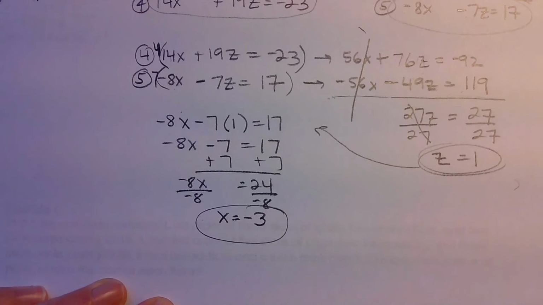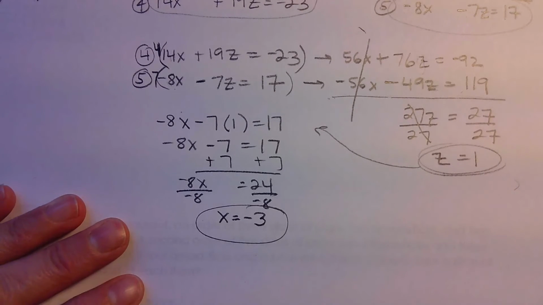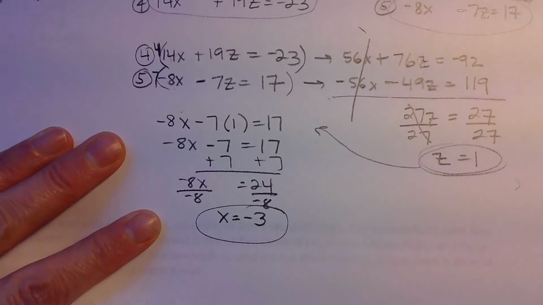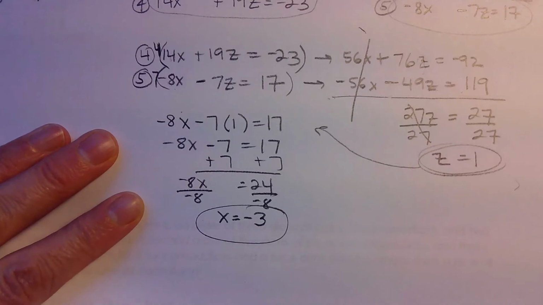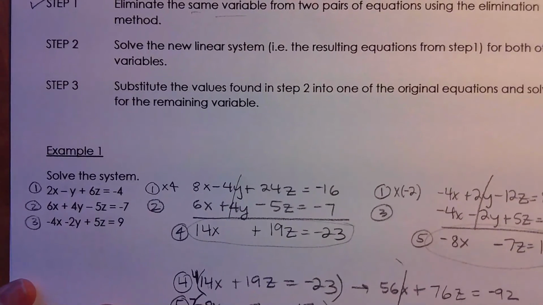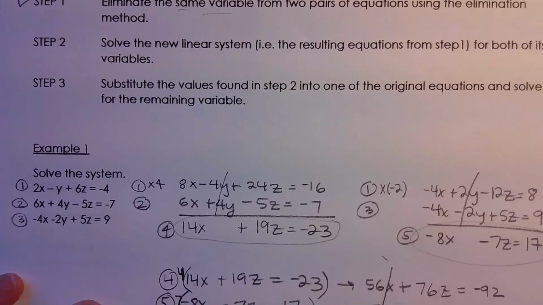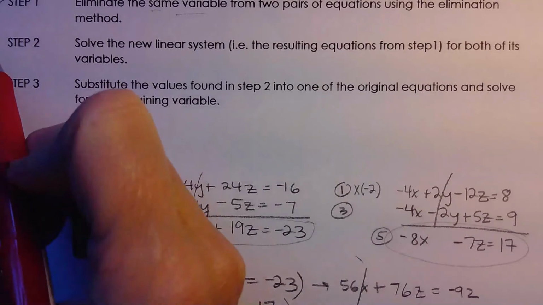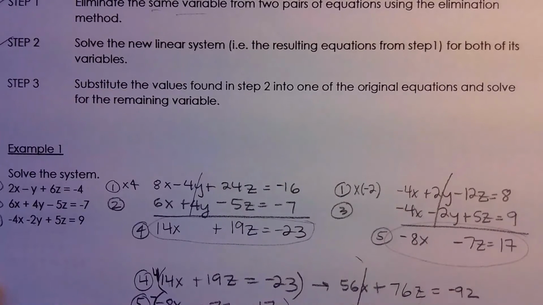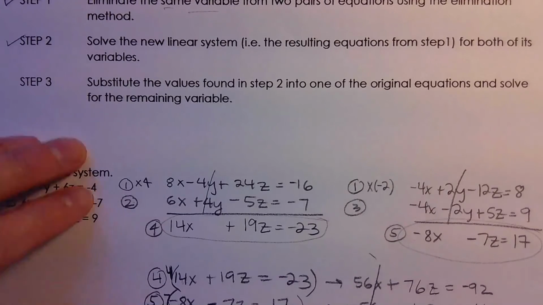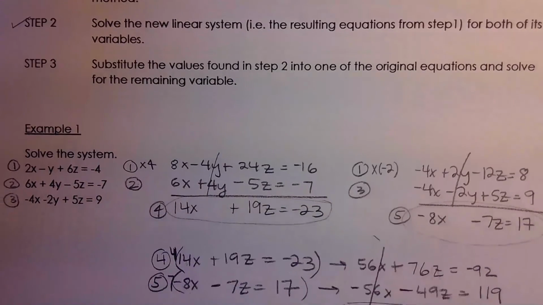Okay, so we've got the x and the z. All right, I think all this part is step 2 from those 3 steps above. So I solved the new linear system, as in the resulting equations from step 1, for both of its variables. So I'm going to check that off. Right, and now step 3 is going to be to substitute the values found in step 2 into one of the original equations and solve for the remaining variable.